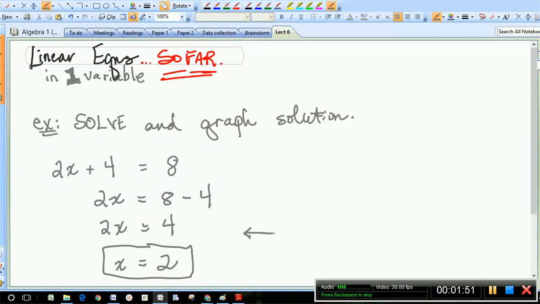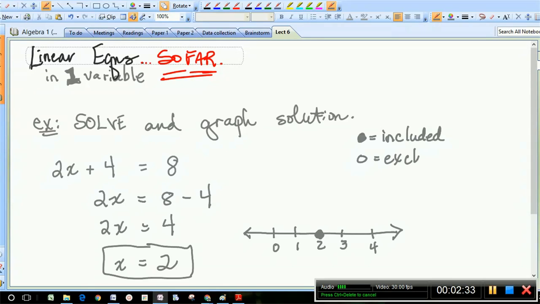If we were to graph this, we would graph it, because it's a one-dimensional solution, on a single number line. And you could even put 2 at the center if you'd like. Put a couple more on each side of it just for good measure. And whether you're using a closed circle or an open circle, in this case, since it's a single number, we'll use a closed circle. When you're using closed and open circles, a closed, filled-in dot indicates an included number, and an open dot, which looks empty, would be an excluded number.